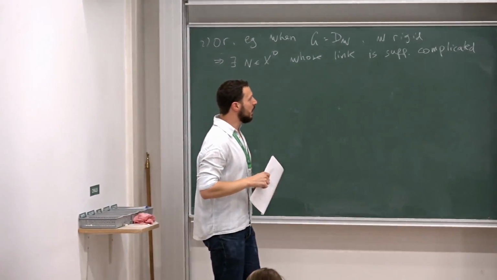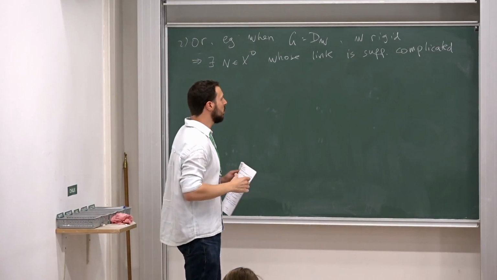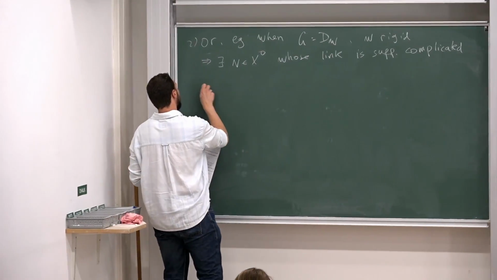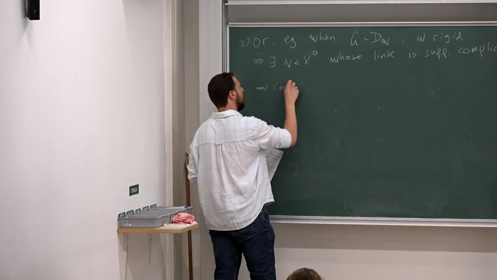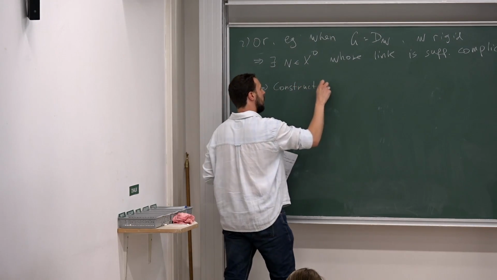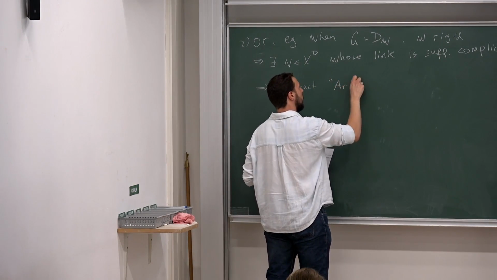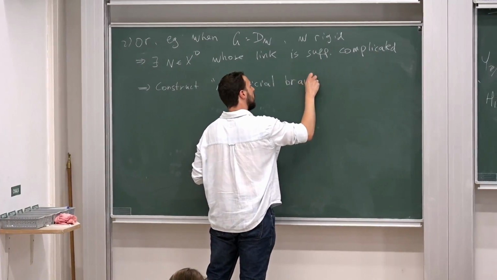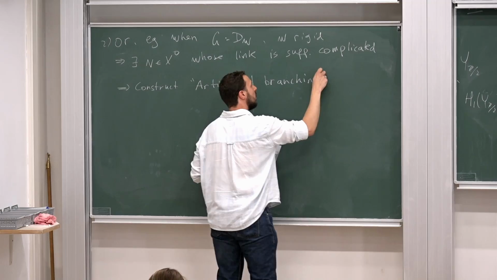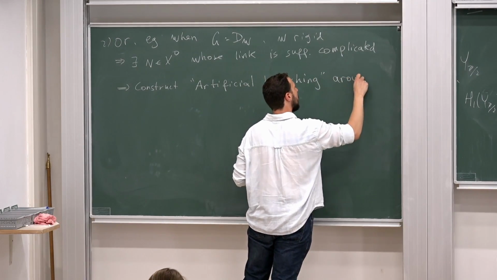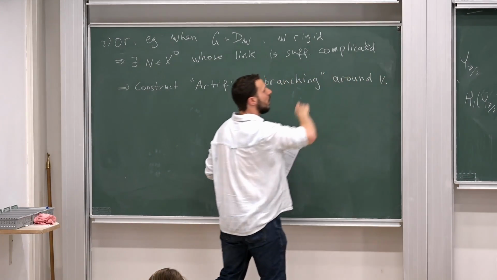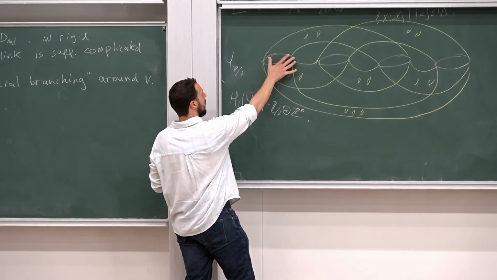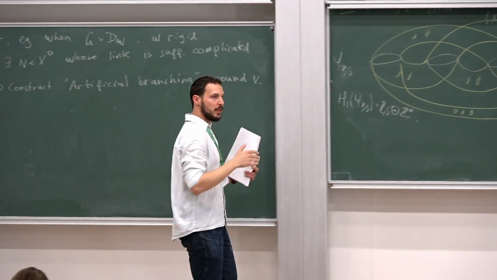And this complicated link gives us a bit more wiggle room to construct something a bit more elaborate around this link. And what we get from this is that we construct something that we call artificial branching around V. So this artificial branching kind of replaces what we see here in this picture, where we have many surfaces coming together.